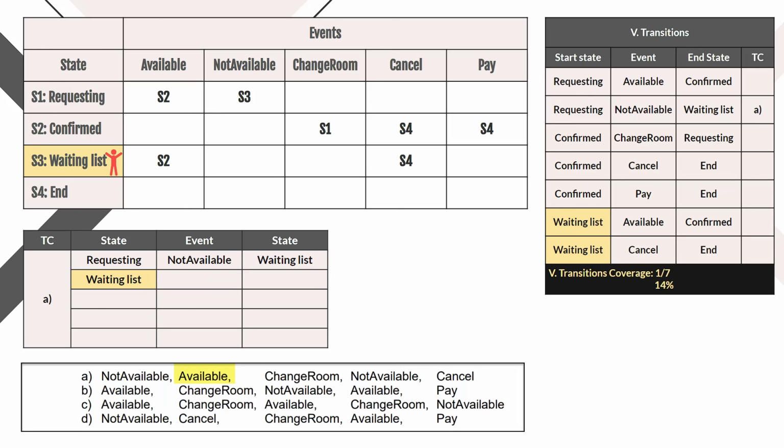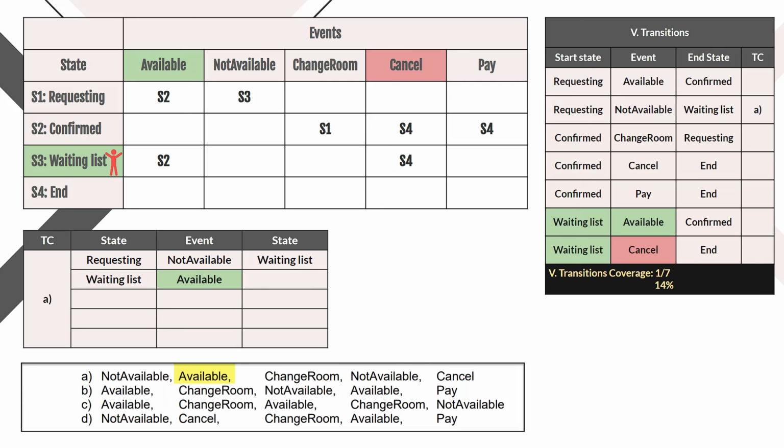As you can see, there are 2 transitions in our table that begin with the waiting list state, 6 and 7. However, we know that the second step of the test case is the available event itself, which corresponds to the 6th transition. Now you need to determine the end state.